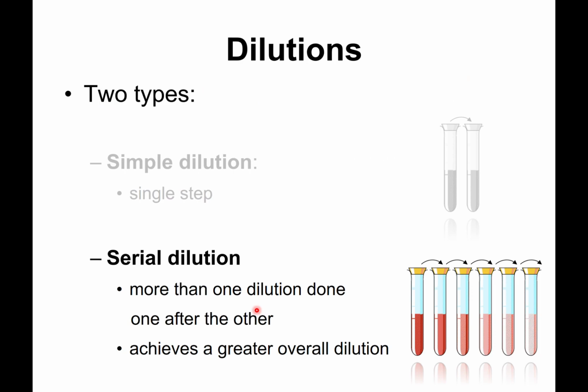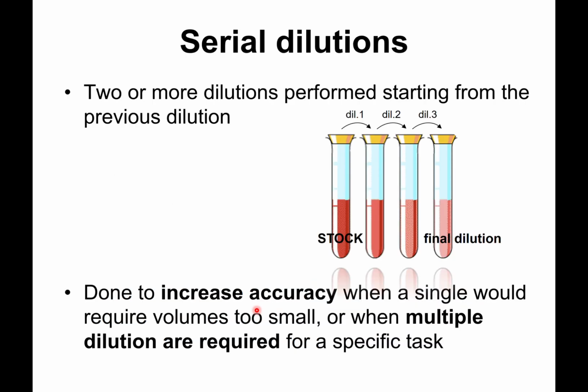Now, let's move on to the second type of dilution, serial dilutions. These are dilutions where two or more dilutions are prepared one at a time, each starting from the previous one. So for example, in this case, you have 3 serial dilutions. This will be your stock, it could look like a bottle, whatever.